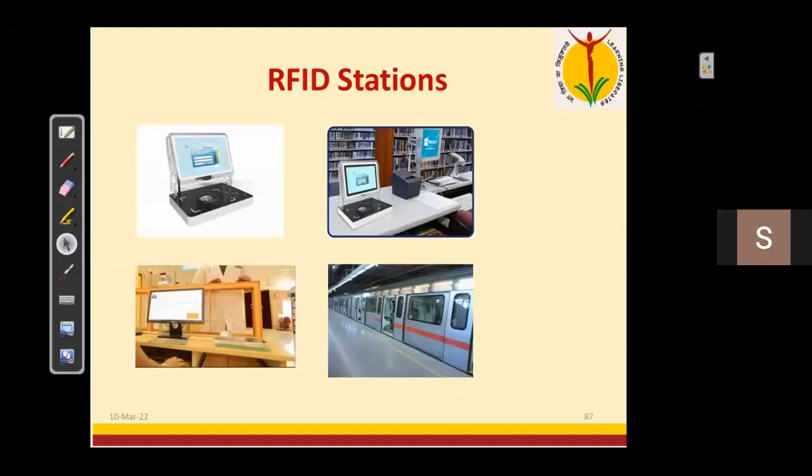So here is one application we built when I came back from Sweden. This idea came to my mind, and my students developed a project: an RFID based bus ticket reservation system.